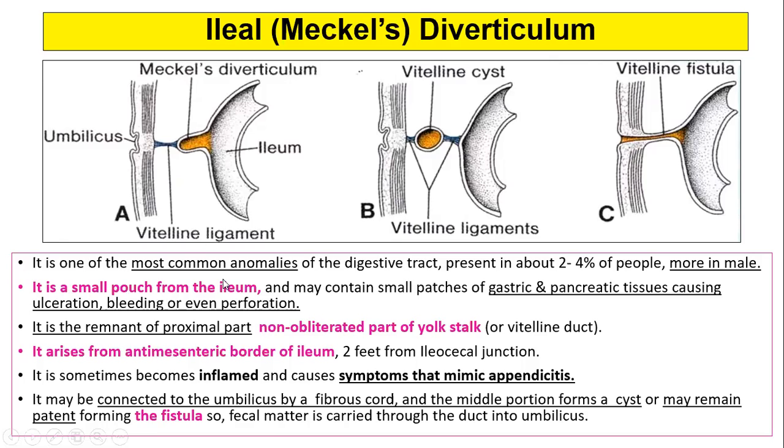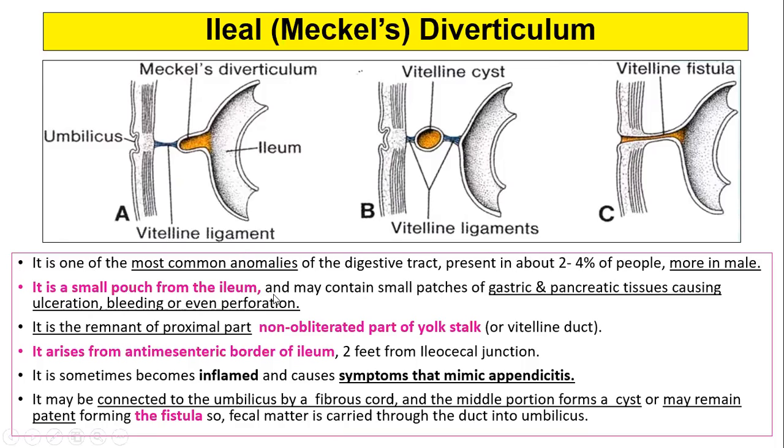It is a small pouch from the ileum, and may contain small patches of gastric and sometimes pancreatic tissue. I was talking about the ectopic pancreas. So ectopic pancreas can be present here in the Meckel's diverticulum, causing ulceration, bleeding, or even perforation.